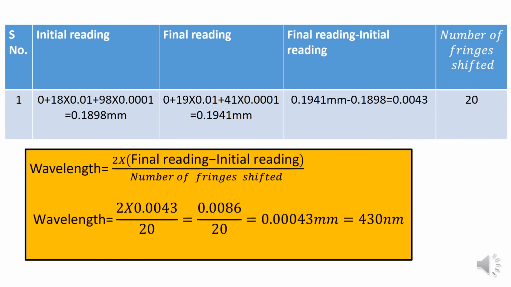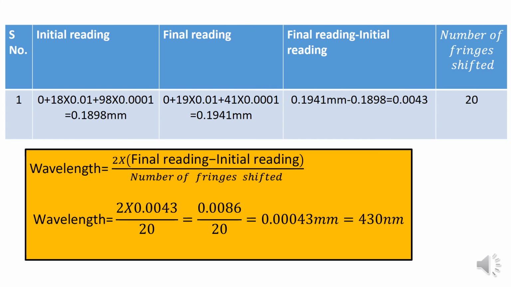So the wavelength will be 2 multiplied by the final minus initial reading, right? We have written D here earlier. So 2 multiplied by D divided by M. M is the number of fringes shifted. We have 20. So 2 multiplied by this value divided by 20. 20 is the fringes shifted, right? So the answer will be 430 nanometer.